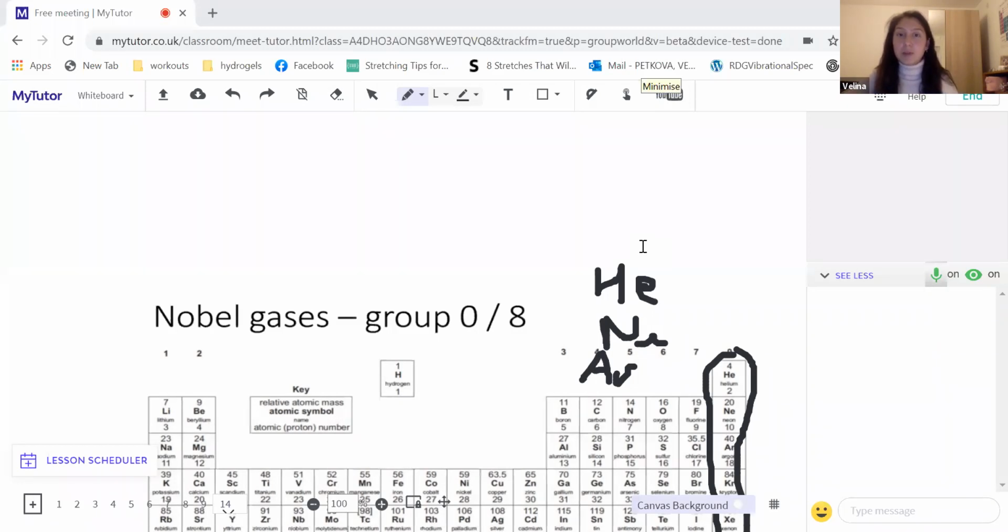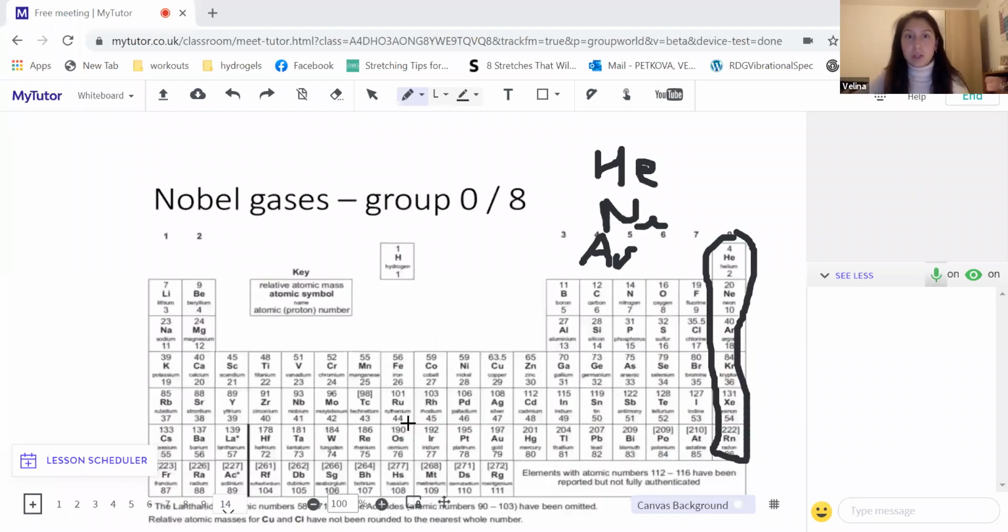So which exam board is this? This is on every exam board. Knowing the trend, the noble gas, knowing electronic structure is common to every single exam board. It's not specific because this is fundamental chemistry that you all need to understand.